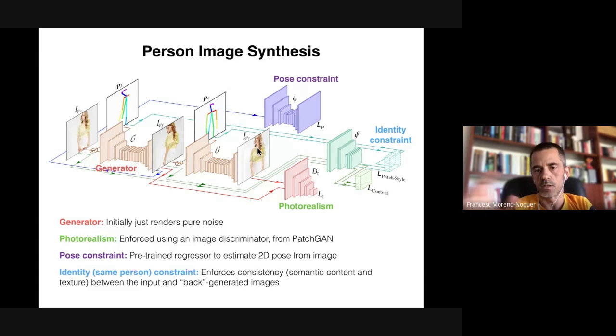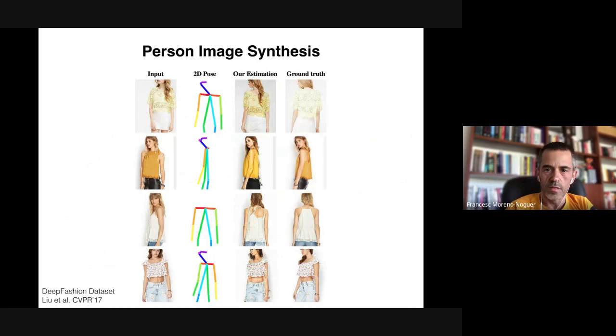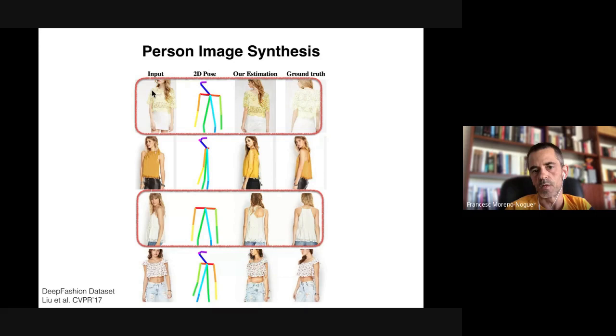All right, and with no further details, let me just show you some examples. This is the input image in the first column, the 2D pose, the estimation that we got, and the ground truth. And you can see that even in situations where we had the input image in frontal position and the desired pose in the back, the estimation was quite good. But of course, we didn't have that much supervision here.